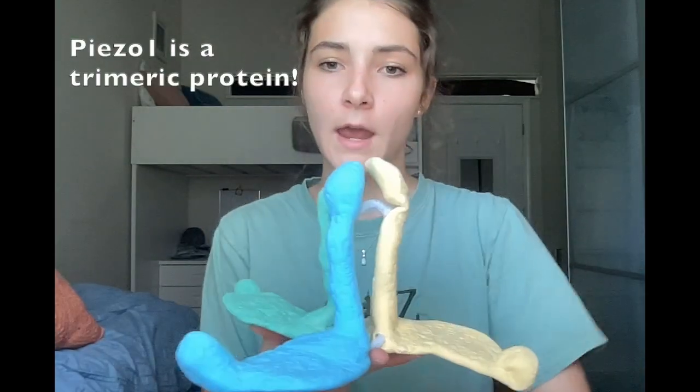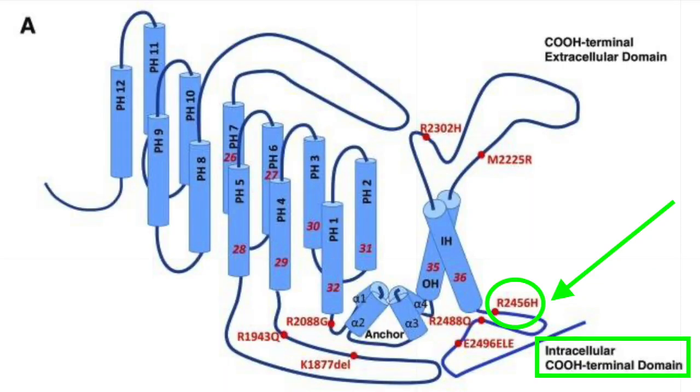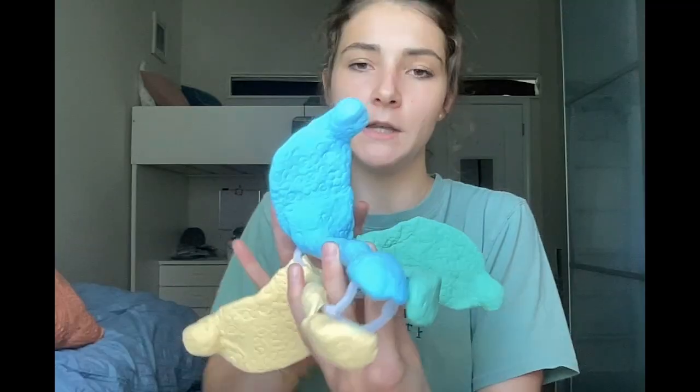So Piezo1 is a mechanosensitive ion channel found within the plasma membrane of cells, and specifically we're going to talk about the mutation where arginine is replaced by histidine. This is located within the intracellular domain. This protein is located in many different cells, including endothelial cells, cardiomyocytes, erythrocytes, so it's in lungs, skin, bladder, kidneys, all over really. And this R2456H mutation is a gain-of-function mutation, and it can lead to dehydrated stomatocytosis.